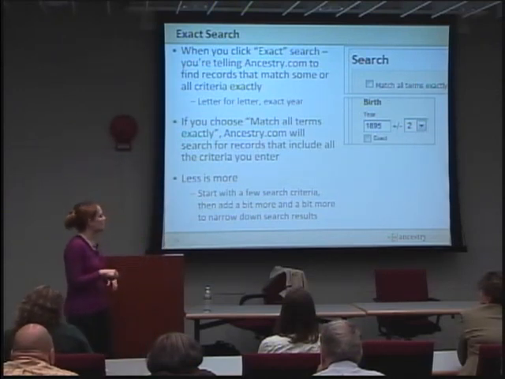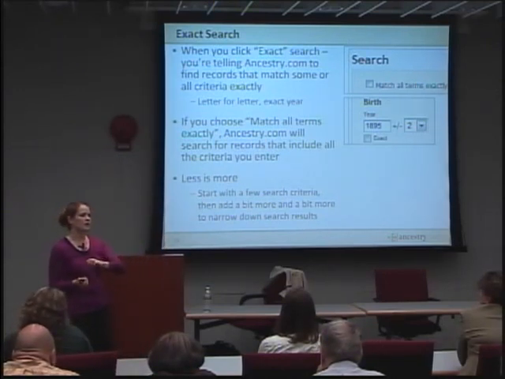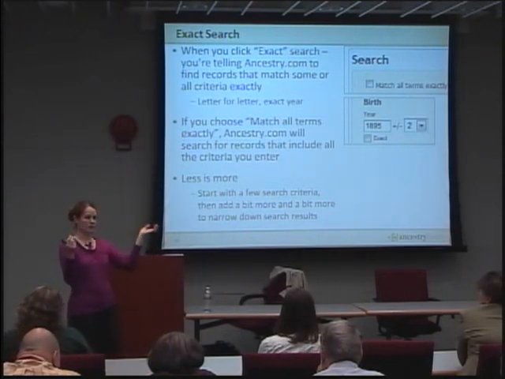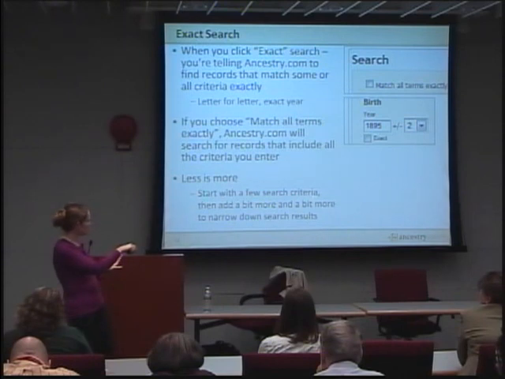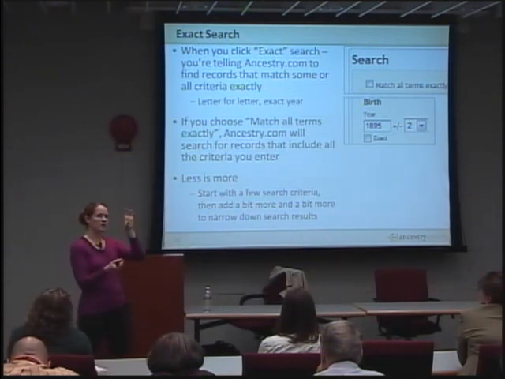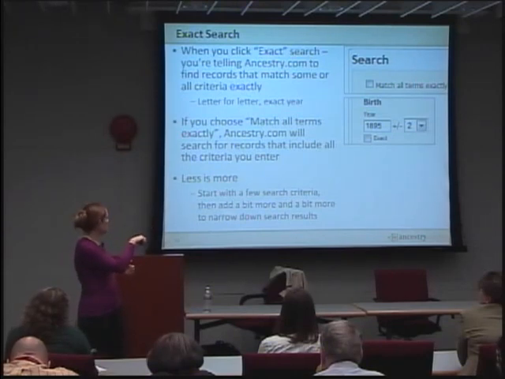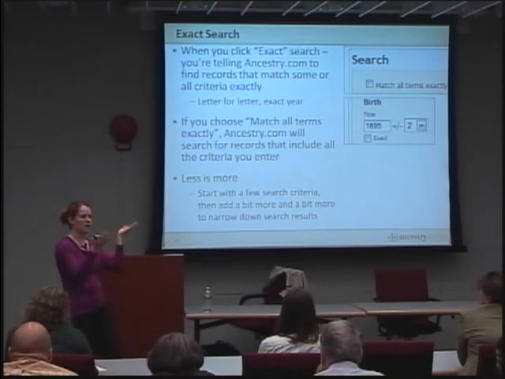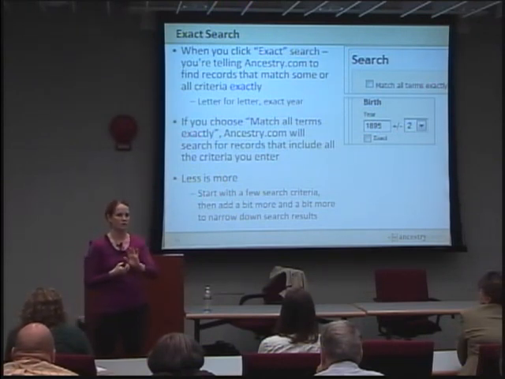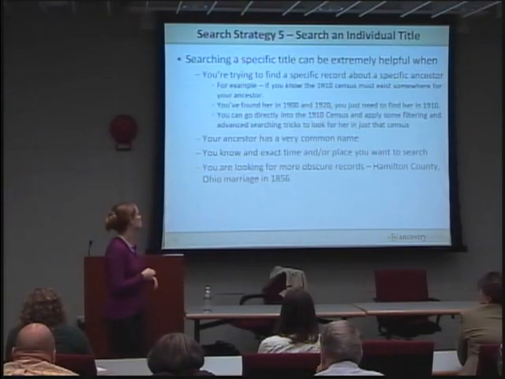Less is more. When you're doing a non-exact search, more is better. You want to put in everything you can think of. When you're doing an exact search, start with a few search criteria and make them exact. Then look at your search results, and click on that edit field, and add in a bit more information and narrow down the results. You just want to be judicious. It's very, very powerful. Just understand how it works before you exact yourself out of any matches.